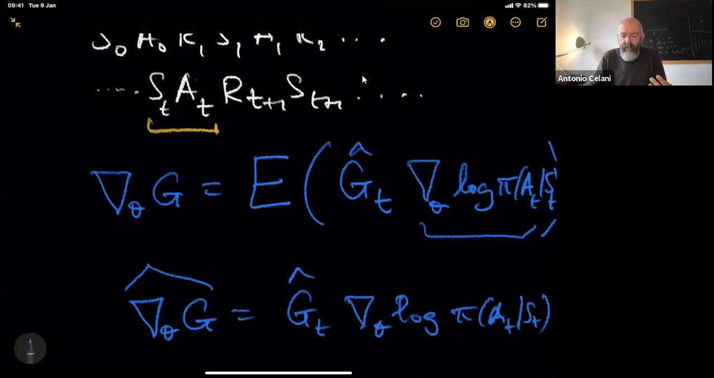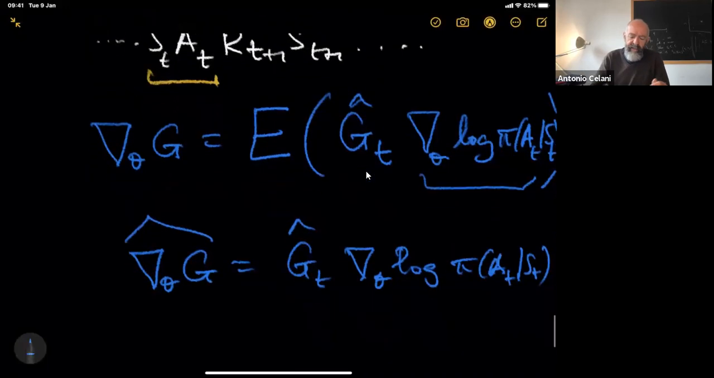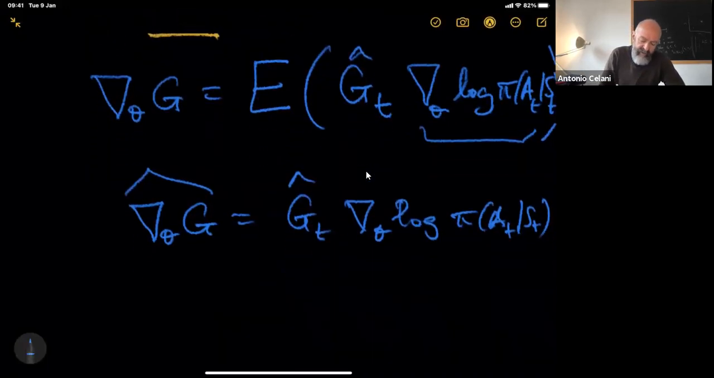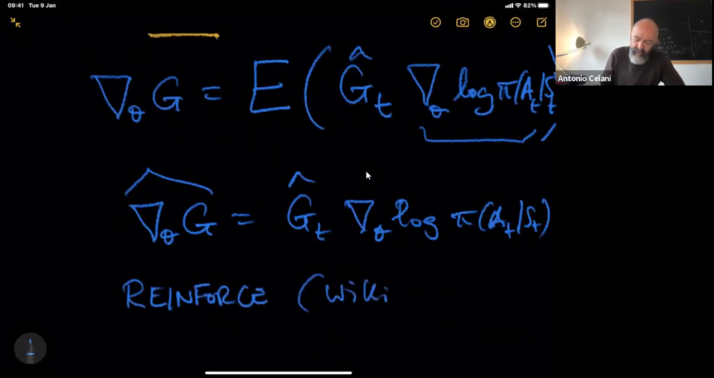Of course, computing this G hat estimator is in general very expensive, and it's prone to large variance, as all Monte Carlo methods suffer from this problem. So this algorithm in this form goes under the name of REINFORCE, introduced by Williams in '92.